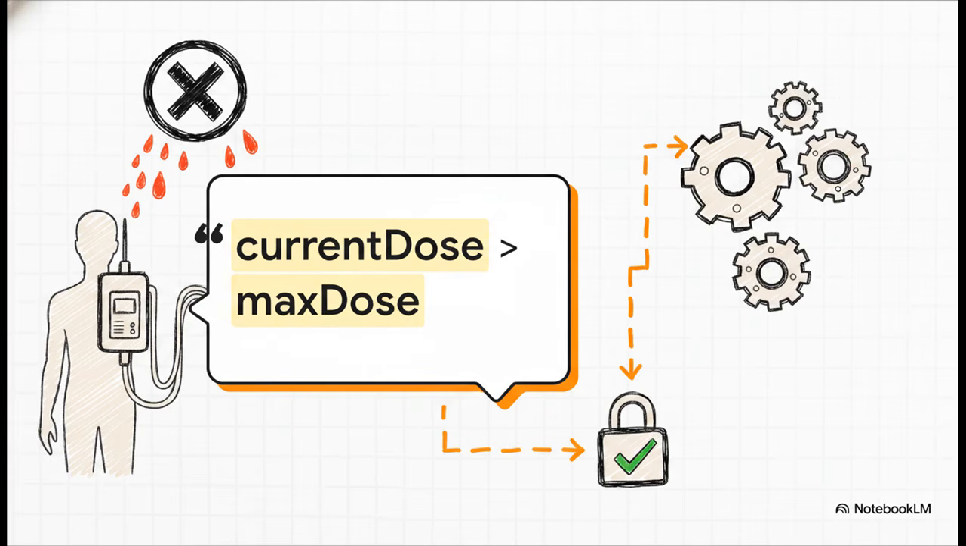Let's look at the unsafe predicate for our insulin pump. The absolute worst possible hazard here is an overdose. So, our predicate is current dose is greater than max dose. Our goal now is to mathematically assume this terrible, fatal state has actually happened and then work backwards through the code to prove it's actually impossible.